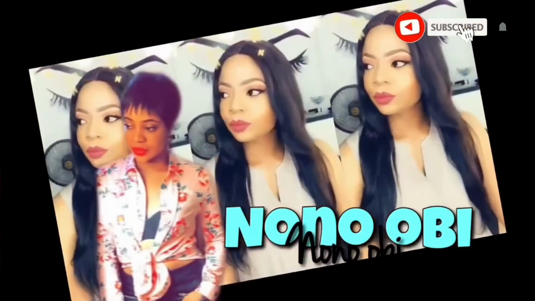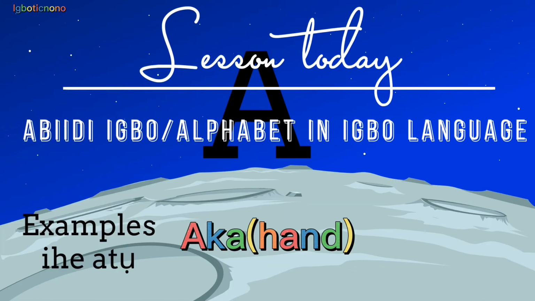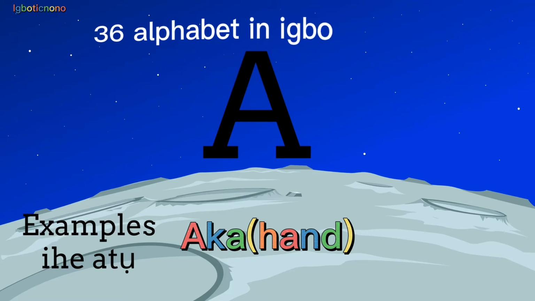Okay, in today's video we're going to be learning about alphabets and examples. Guys, as we all know, we have 36 alphabets in Igbo language. Not as we all know, well, we're going to know today. We have 36 alphabets in Igbo language, and we're going to be starting with alphabet A.